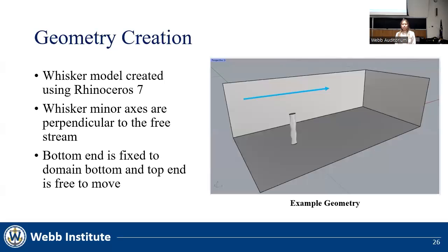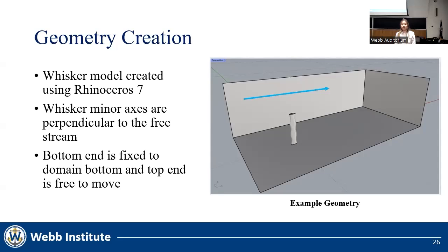Now, I will go through the geometry creation. The whisker geometries, as described earlier, were modeled using the CAD program Rhinoceros 7. The test model is comprised of 2 undulated sections stacked together, though a real whisker would have more segments. The number of segments was limited to keep runtime reasonable. The image on the right shows an example whisker test piece within the fluid domain. An arrow indicates the flow direction.